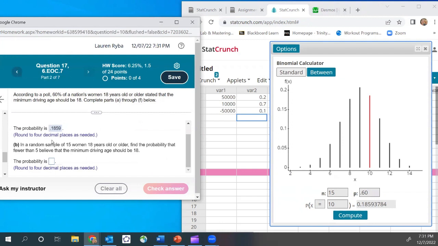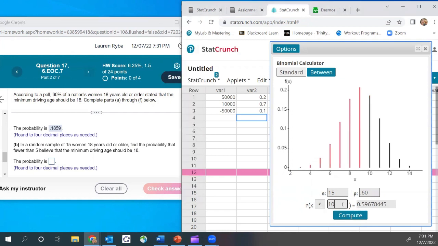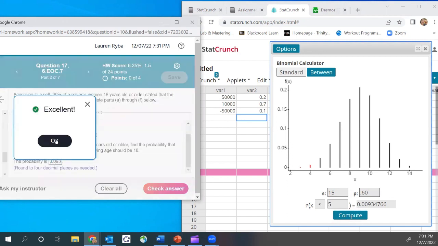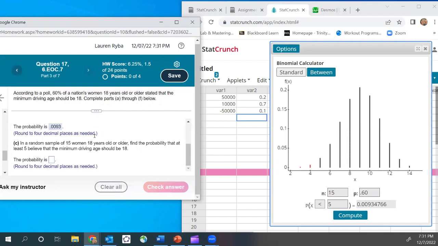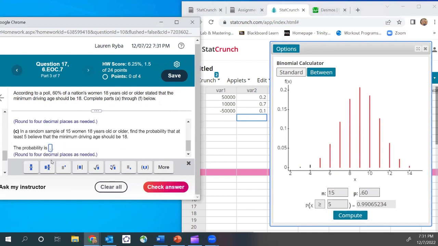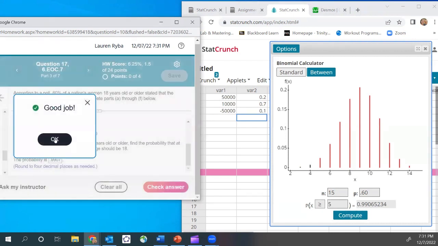Next one, fewer than 5. So fewer than means less than 5. 0.000934 does not round the 3 up. So there we go. Okay, next one says at least 5. At least is the symbol greater than or equal to. So 0.99065 is going to round that up to 7.